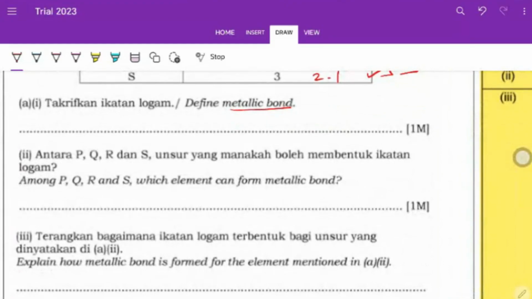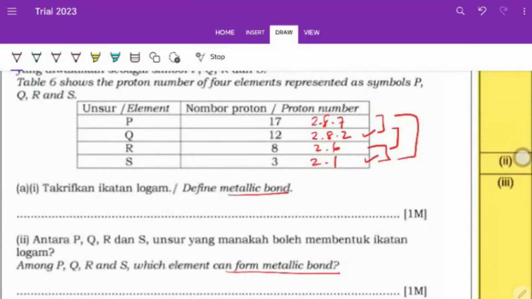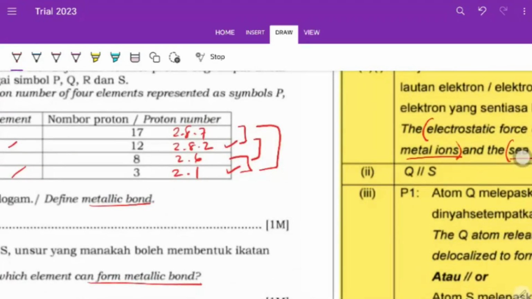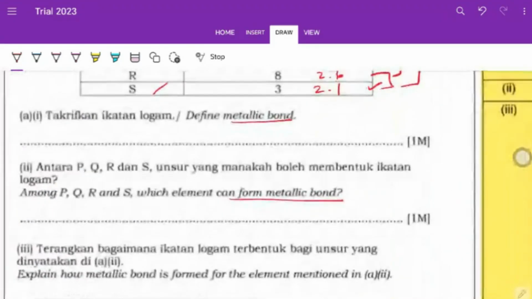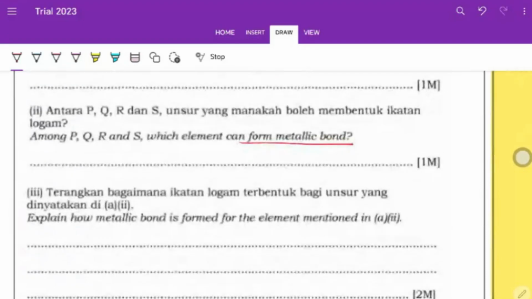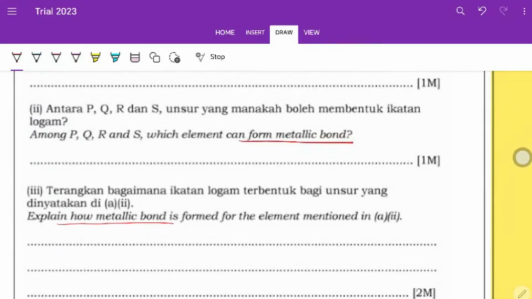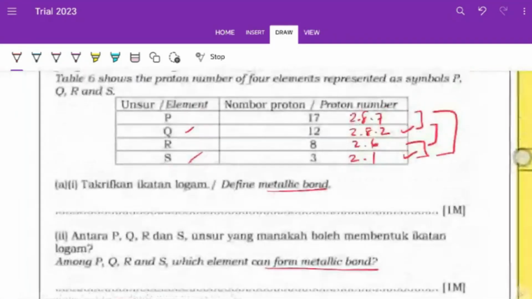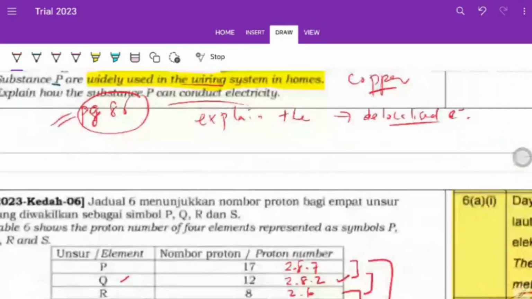Next, among PQRS, which one can form a metallic bond? Okay, so which one? Go to find the metal. Q and S, right? Q and S. Yeah, Q or S. Okay, next, explain how the metallic bond forms. Okay, so again, same explanation as this on page 86.